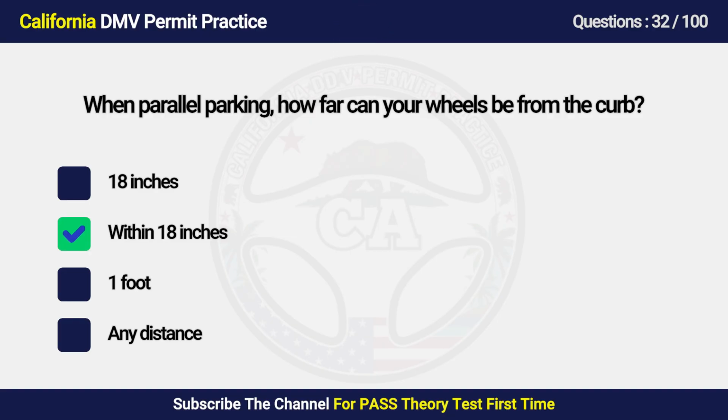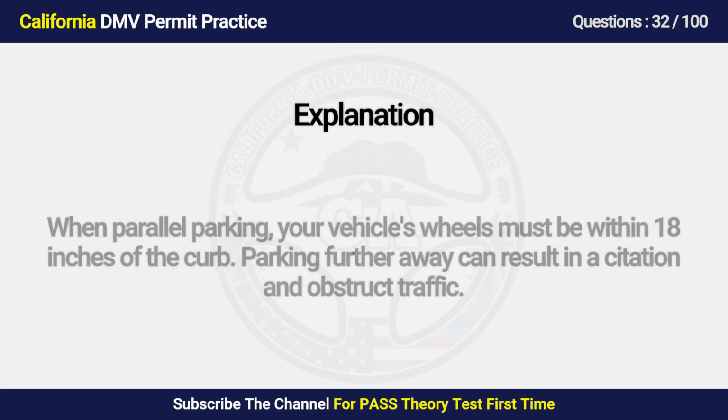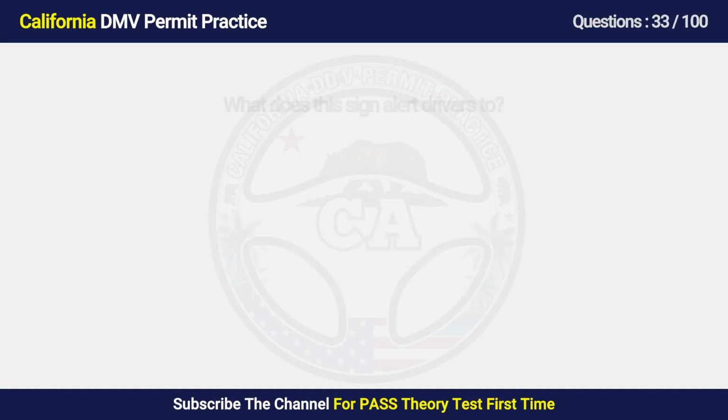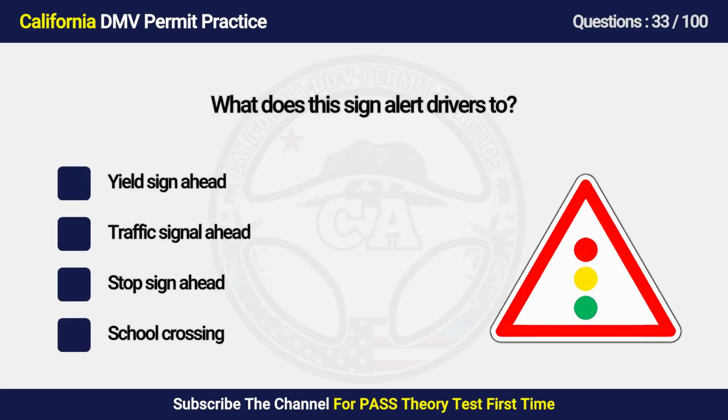Answer is B. Within 18 inches. When parallel parking, your vehicle's wheels must be within 18 inches of the curb. Parking further away can result in a citation and obstruct traffic. Question 33. What does this sign alert drivers to?